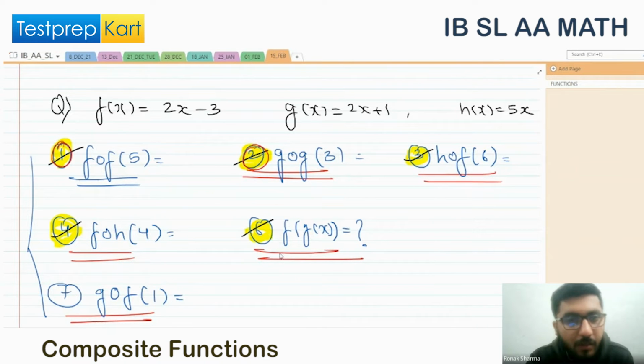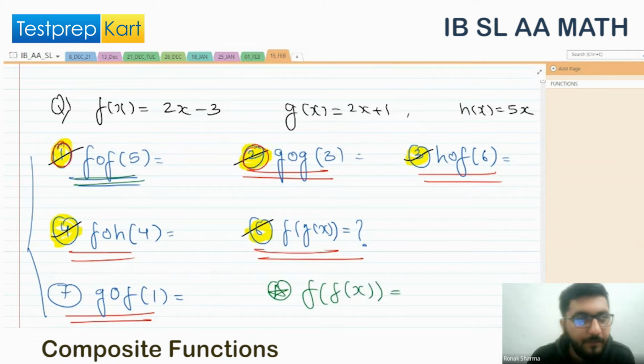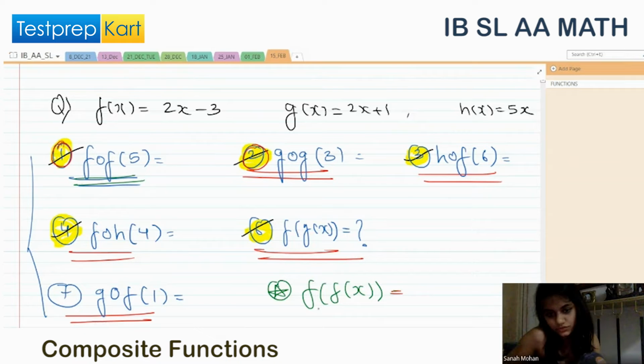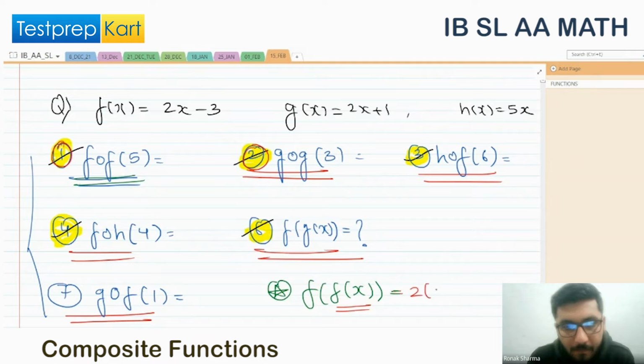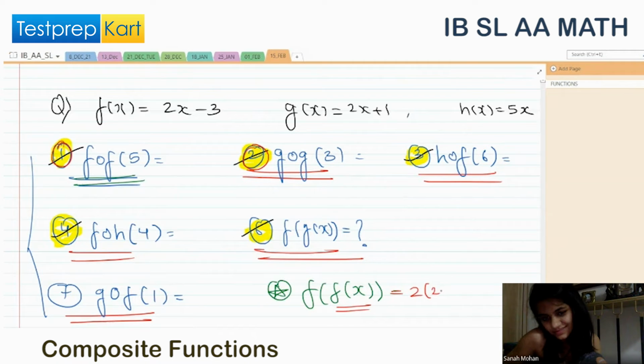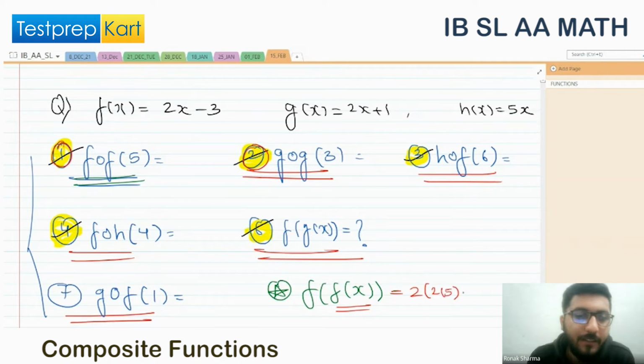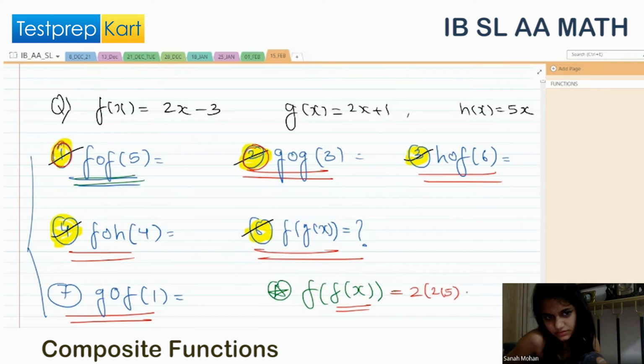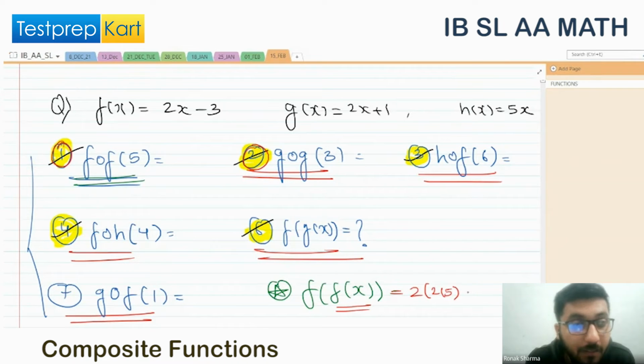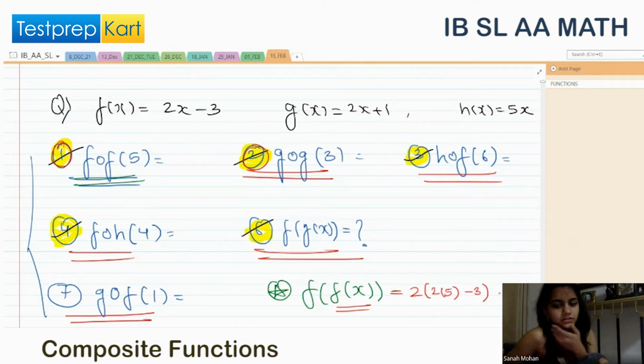So let us now discuss it. First of all, for f of 5, what will be f of x? That will be 2 times 2x minus 3, minus 3.